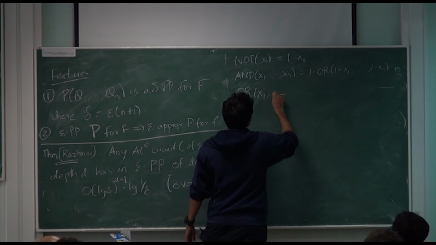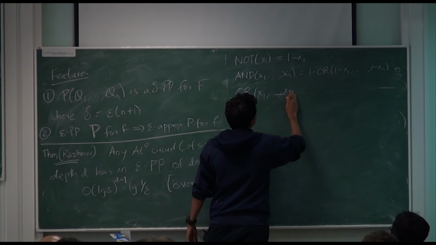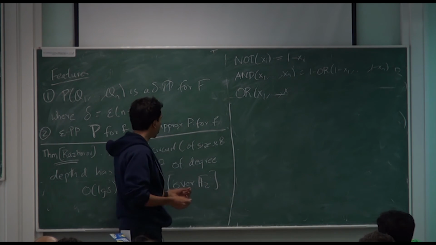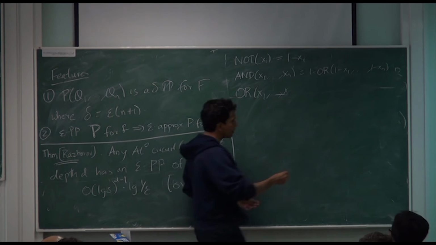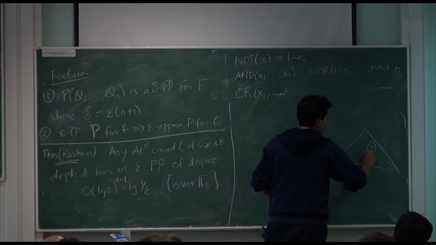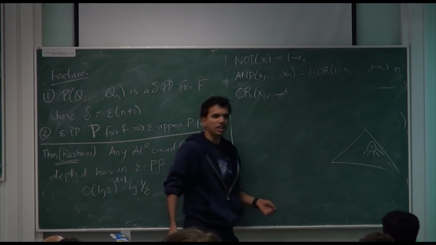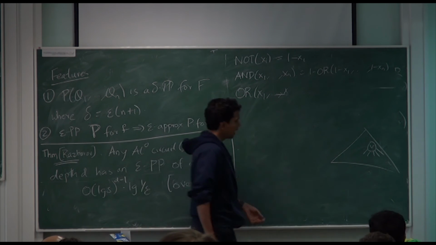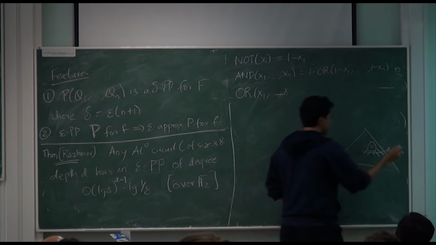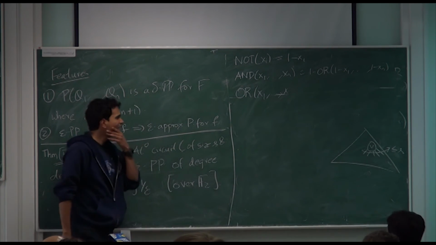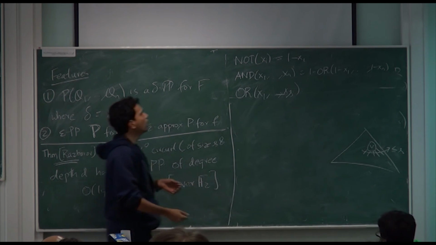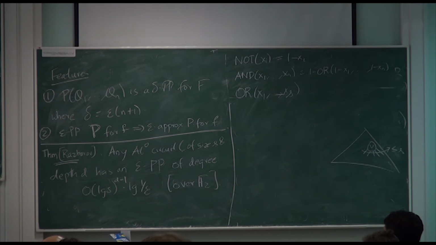And OR, it turns out, is not very difficult. So how many variables am I going to have in my OR in general? Well, I'm looking at a general OR in my circuit. I have an OR gate somewhere. I'm looking at the inputs feeding into this OR gate, and it's a circuit of size s, so there are going to be at most s inputs. So let's assume that there are s inputs. Okay, so OR of x1 to xs.